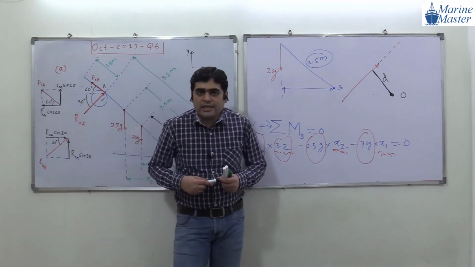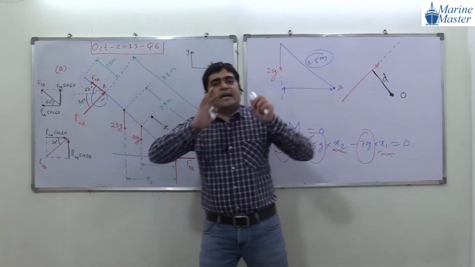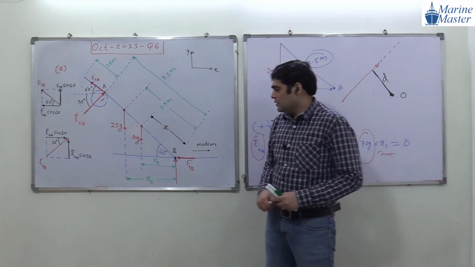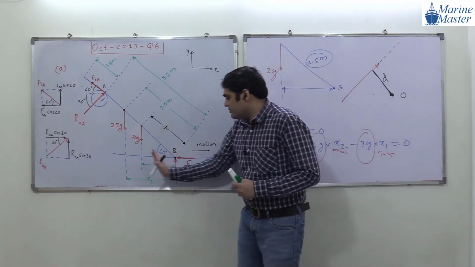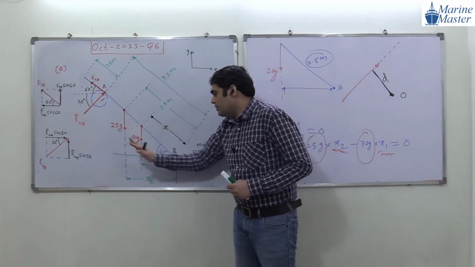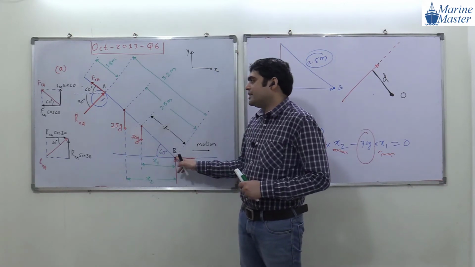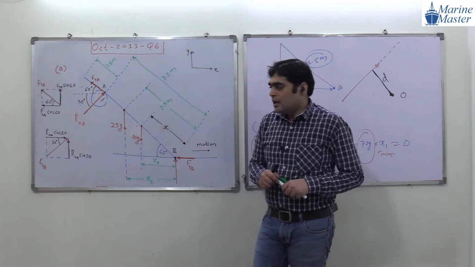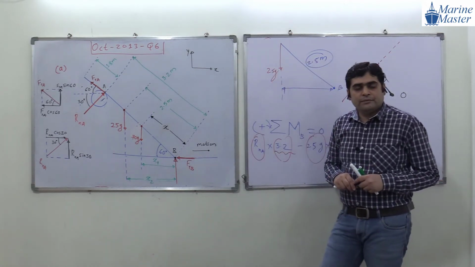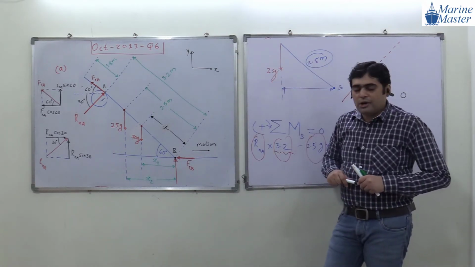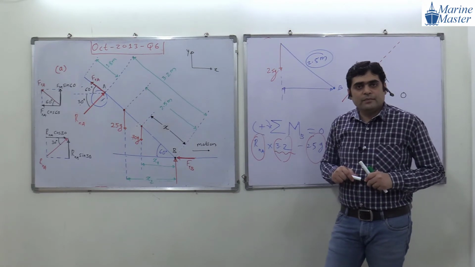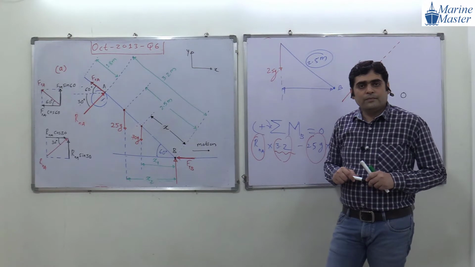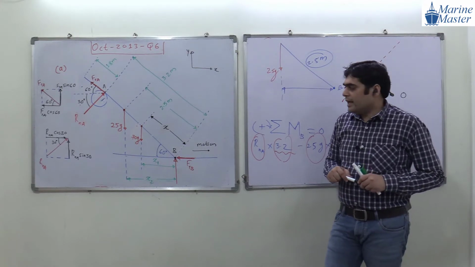Any more doubt, guys? Here we are taking a moment about which point? During the moment equilibrium equation, point B, and that's why we have taken our distances for 25G and 70G with respect to this point B. Any more doubt? Guys, observe this drawing carefully. If you have any doubt, ask me. Okay, everything is okay?